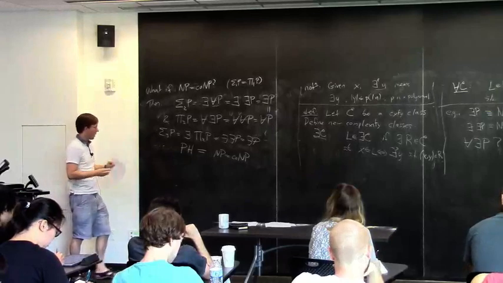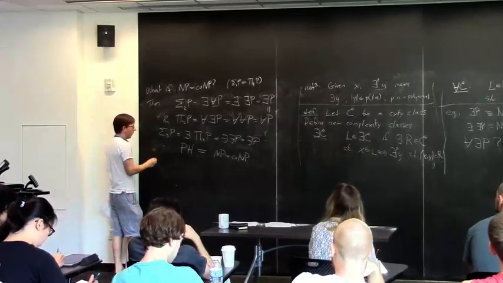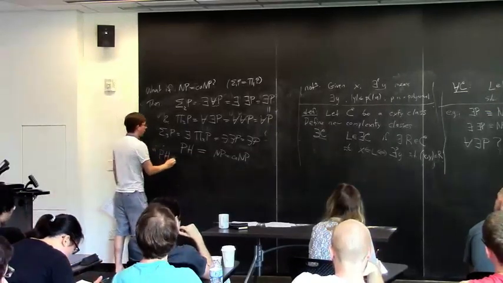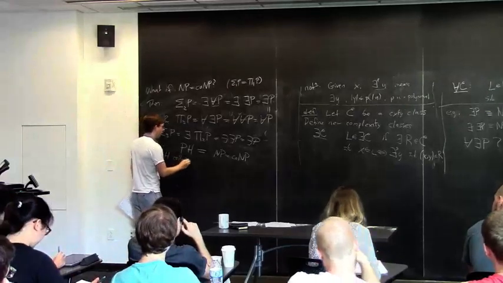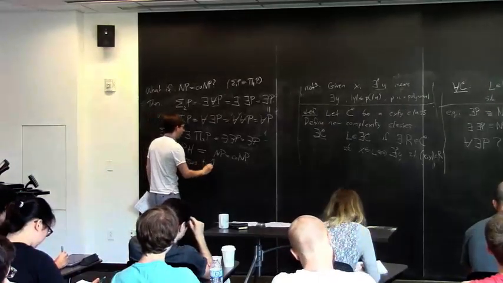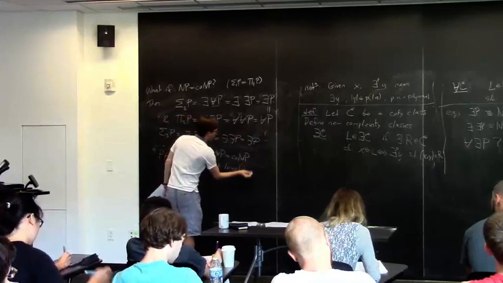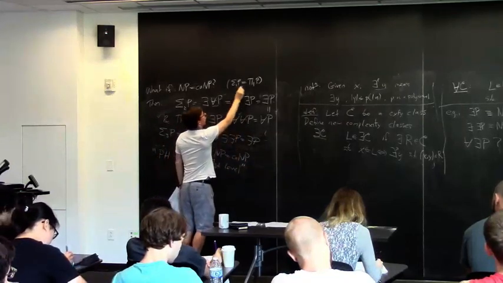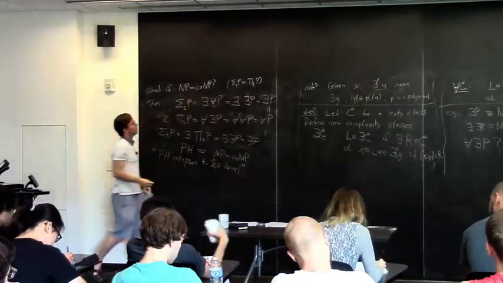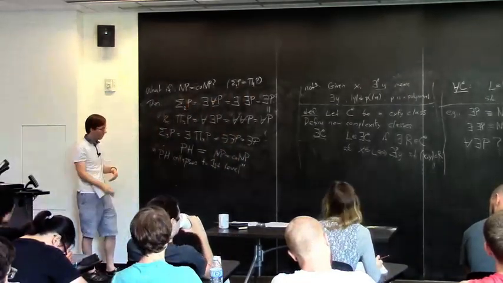A phrase that you'll see used for this is that the polynomial time hierarchy collapses to the first level, referring to this 1 here. We assume that NP equals sigma 1 equals pi 1.